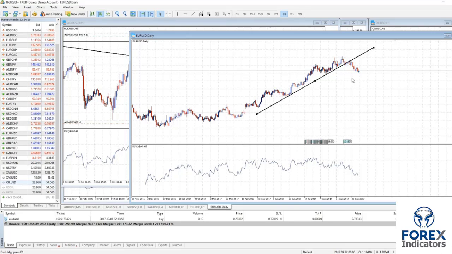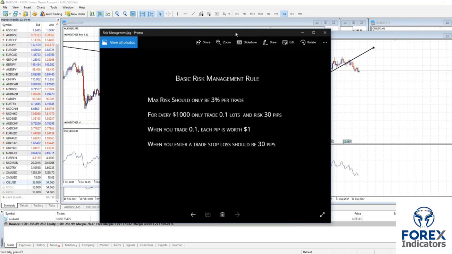Okay, so I just want to basically give you guys the basics of risk management. It's all about staying rational and maintaining being consistent with your trades. So 3% is the max that you guys should be risking per any given trade.